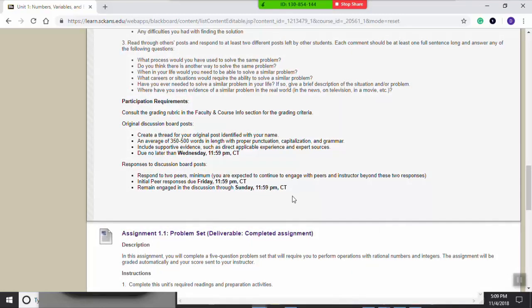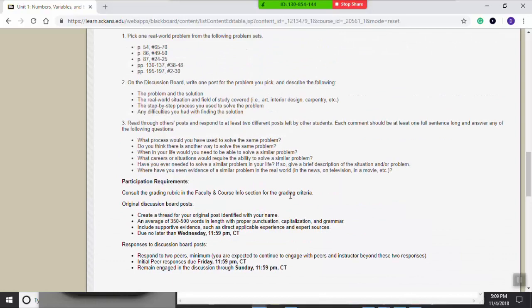Now the discussions are here, and it talks about when you should have your original discussion in. It should be on Wednesday, according to this. And then respond to two peers, minimum. Initial peer response is due Friday. And then throughout the weekend, remain engaged with the discussion.